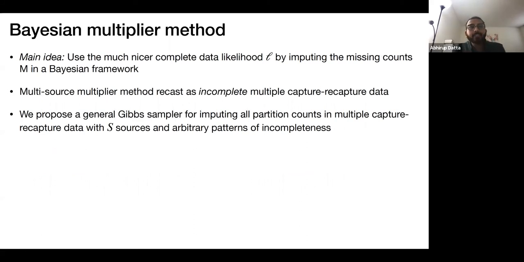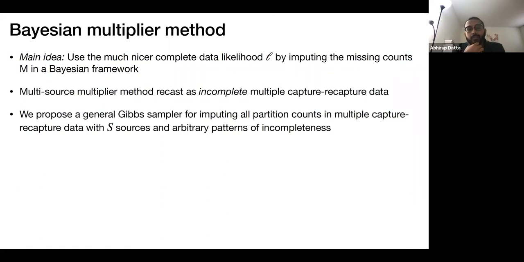So this is the main idea in one slide, and it's extremely simple. The main idea is that we use the much nicer looking complete data likelihood instead of the intractable observed data likelihood. And to use this complete data likelihood, we'll simply impute the missing counts in a Bayesian framework. So we basically cast multi-source multiplier method data as an incomplete multiple capture recapture data where some of the counts are missing. And we will impute them, and then we can use the nice looking complete data likelihood. That's the main idea.